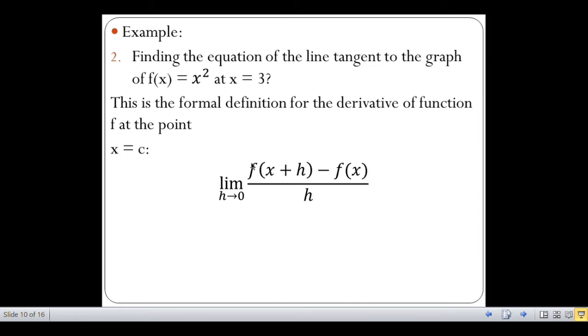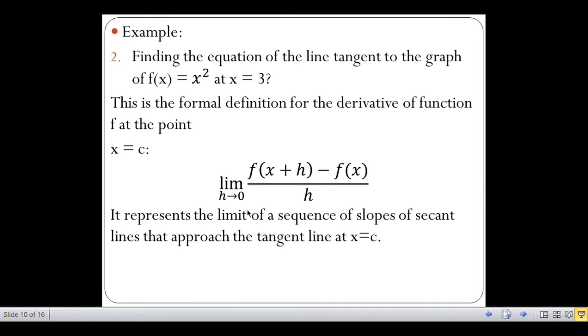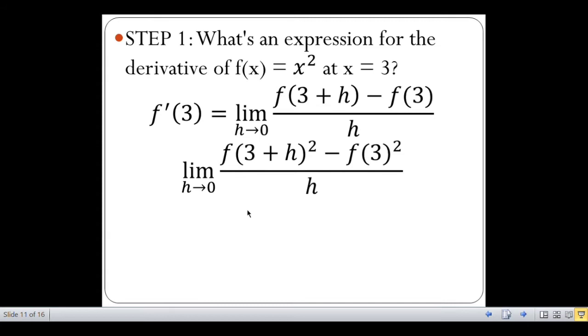So, for example number 2. Pero again, kung alin yung gagamitin na formula, walang problema, basta parehas yung sagot niya. Okay? So, ito po yung gagamitin natin class na formula. So, the limit of f of x plus h minus f of x over h as h approaches 0. Okay? So, tatandaan nyo po class yan na given formula. So, it represents the limit of a sequence of slopes of secant lines that approach the tangent line at x equals c. So, all we need to do now is plug x equals 3 and f of x equals x squared.